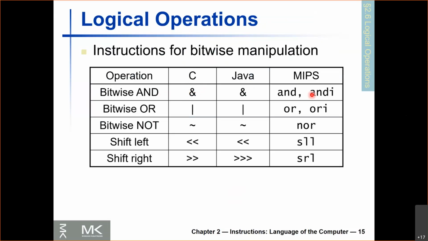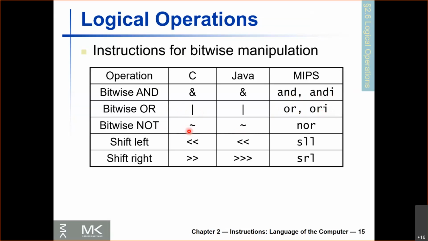So we have an AND and an AND immediate instruction. For bitwise OR, which is a single OR like this, there's OR and there's OR immediate. So as you can guess, AND takes two registers, whereas AND immediate takes a register and a constant. OR takes two registers, does the bitwise OR, whereas OR immediate takes a register and a constant, and it does the bitwise OR. There's a bitwise NOT, which is this tilde over here.